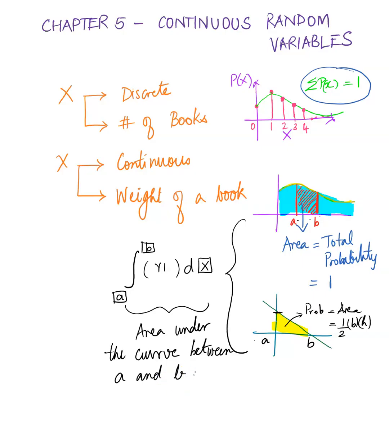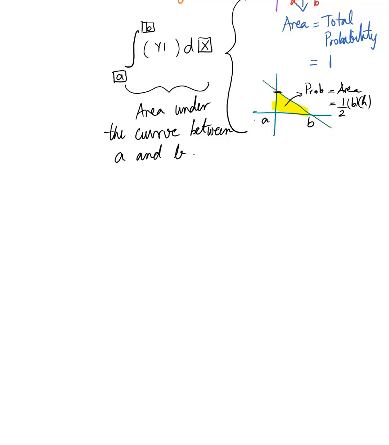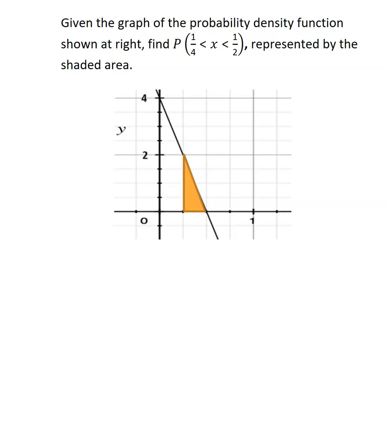We will start with some simple ones like uniform distribution. And if you see any rectangular shape, please remember that you're trying to use the triangular shape. We're using the triangle formula. Maybe I'll give you an example with the triangle. That will help us. Given the graph of the probability density function, find p of 1/4 less than x less than 1/2, represented by the shaded region, which is basically find the probability of x lying between 1/4 and 1/2.